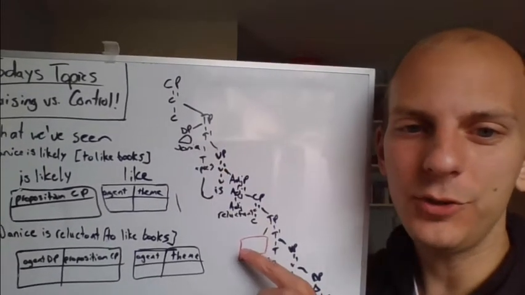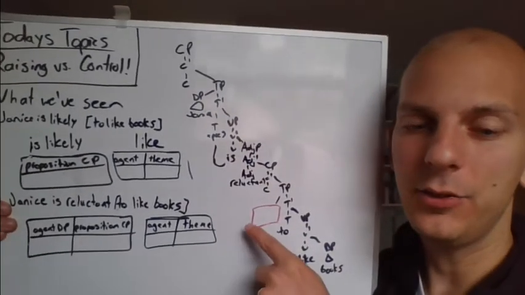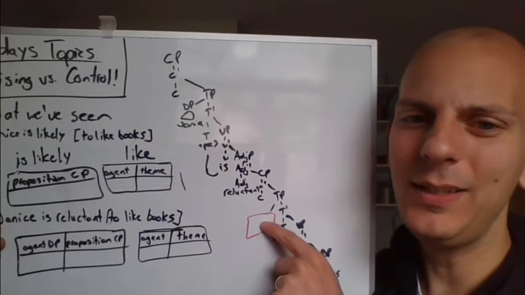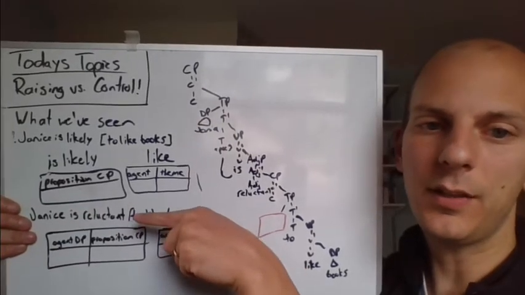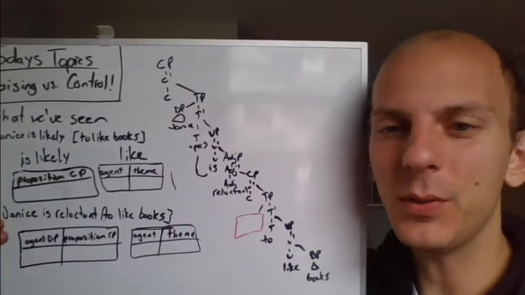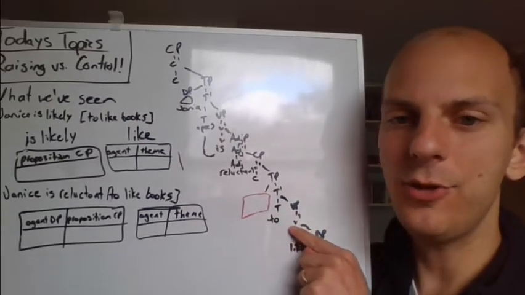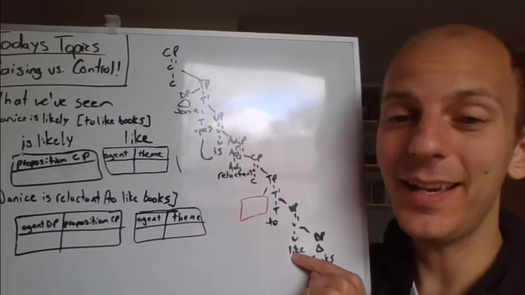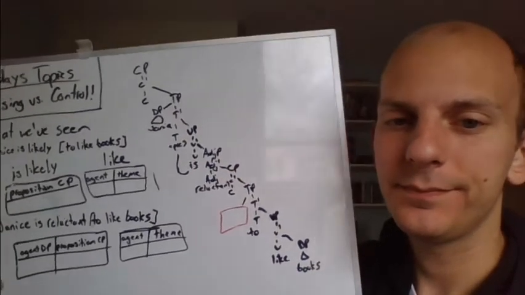We know we kind of want Janus to be here as well, right? Because Janus is reluctant and Janus likes books. So we kind of want Janus here, but we don't see it in our evidence. The proof is in the pudding, there's nothing there. So we're forced into an awkward spot, class, a really awkward spot. We know we want an argument here so that it can absorb the agent theta role from "to like". But we don't see one. We don't see one. What happens when we know there has to be something there, but we can't find it?